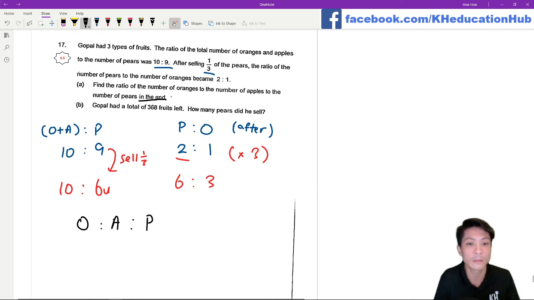So in the end the pears are left with 6, and nothing happened to the oranges. If oranges is 3 and oranges plus apples is 10, that means apples would be 7. So that would be the answer for part A.